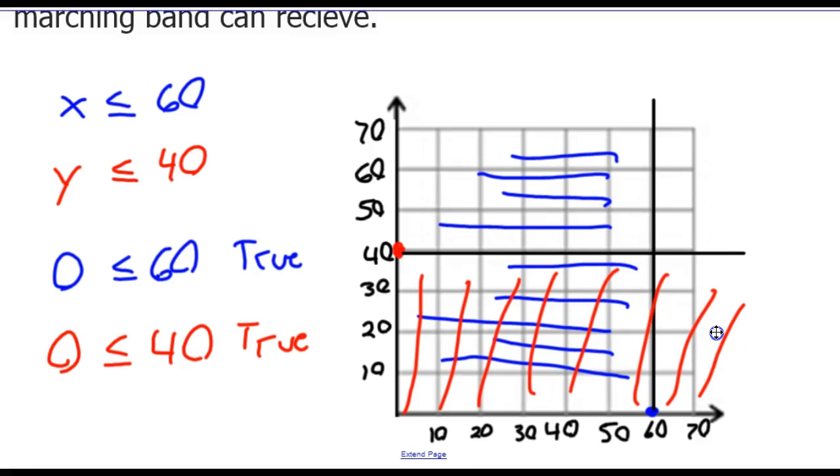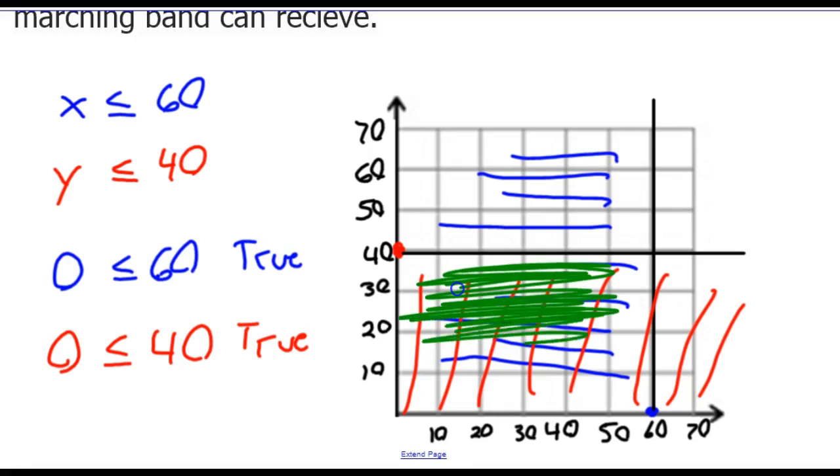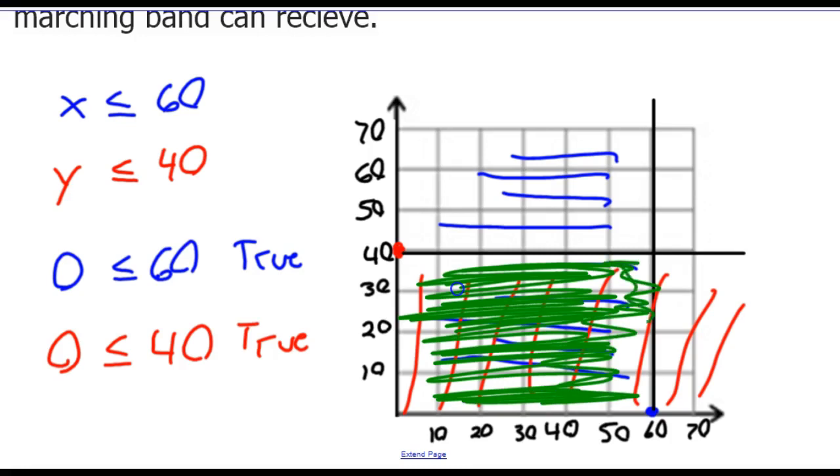So it looks like the score that these bands can receive is in this section where our lines or our shading intersects. So they could receive a score of anything in this area here. They could not go past here or here.